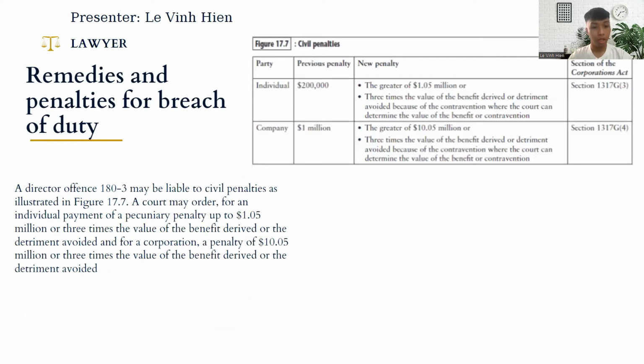So, for civil penalties, directors who breach Section 180 may be liable to civil penalties as illustrated in Figure 17.7. The previous penalties were only 200,000, but today a court may order an individual to pay pecuniary penalties of up to 1.05 million or 3 times the value of the benefit derived or the detriment avoided. And for corporations, the penalty is 10.05 million or 3 times the value of the benefit derived or the detriment avoided.